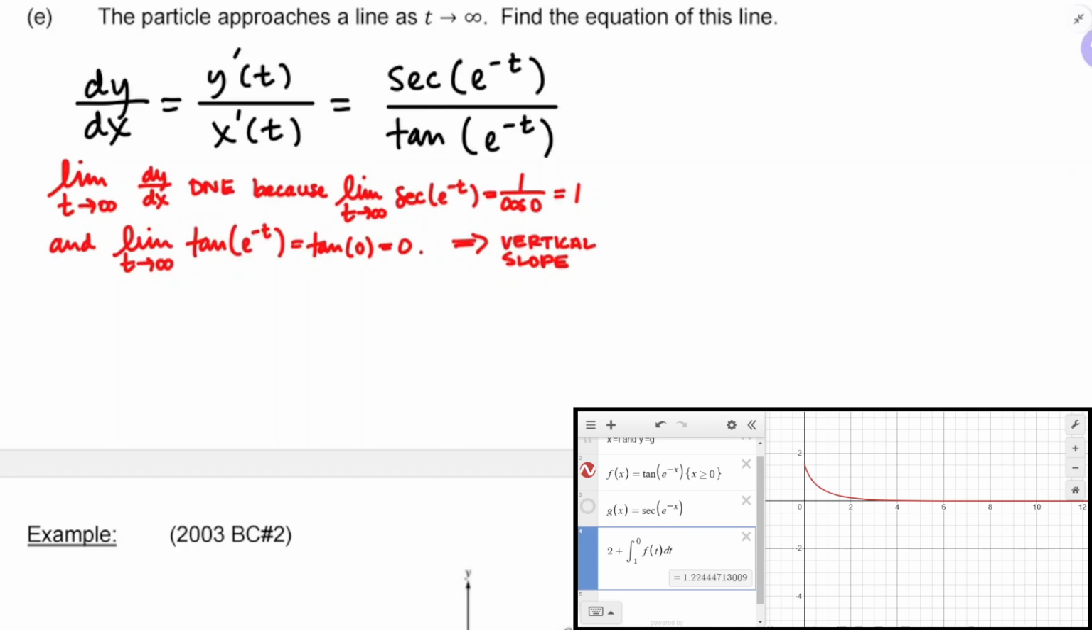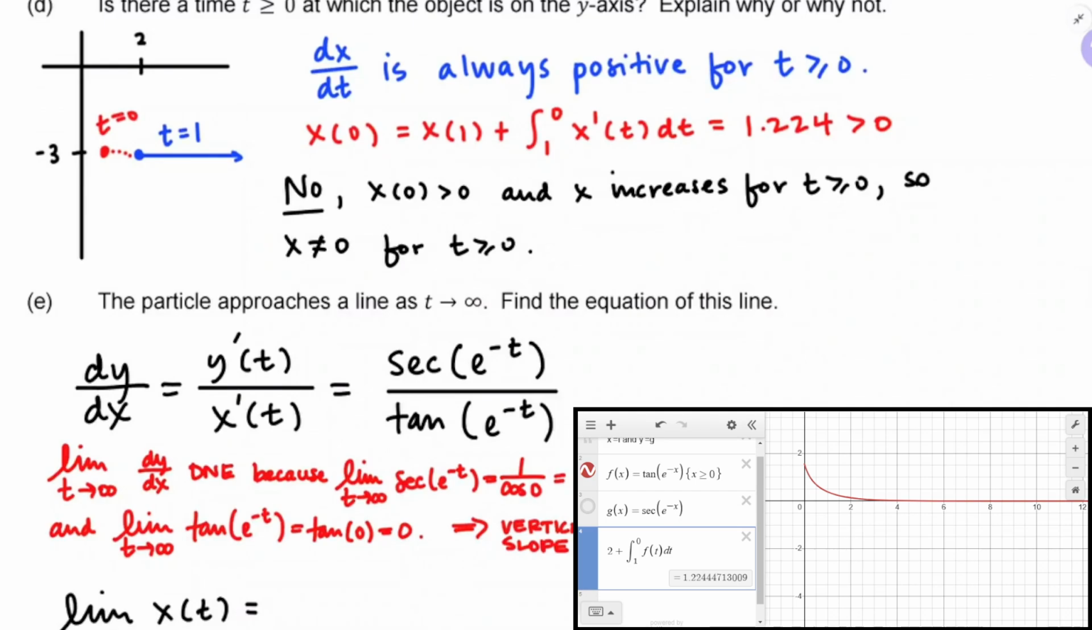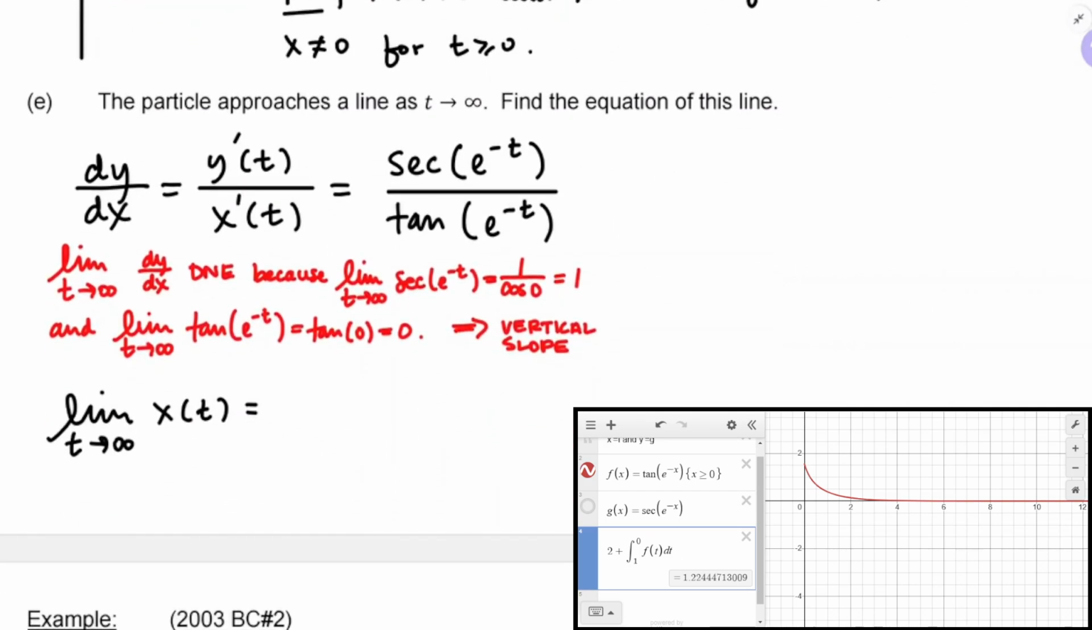Now, to find the actual location of that vertical slope, I'm going to need to figure out the limit of x as t approaches infinity. So I'm going to think about that. The limit of x of t as t approaches infinity. Well, I'd probably do the same thing I did up above, right? I started at t equals 1. Okay, and it was x of 1, which was 2. Plus, I would integrate from 2 to infinity.